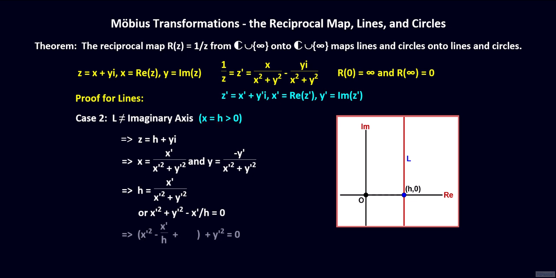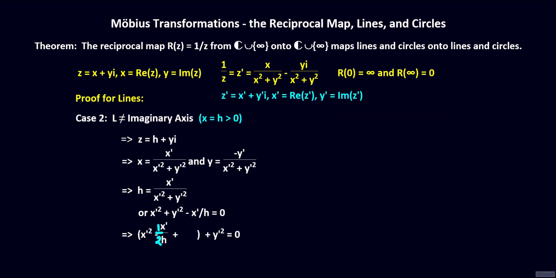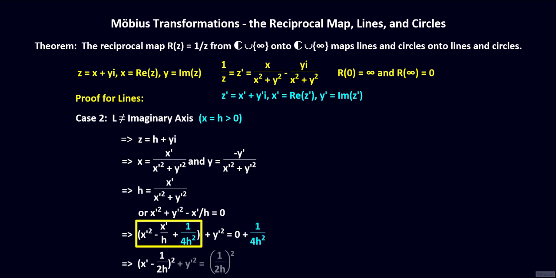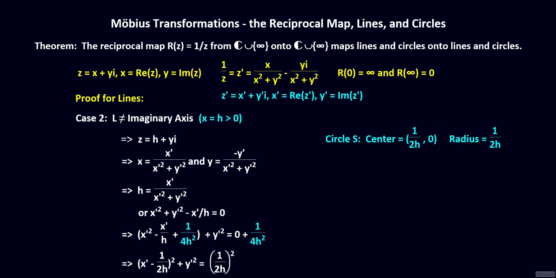We carry out completing the square. We divide this coefficient by 2 and add its square to the x terms, and to the right side of the equation. This part is equal to x prime minus 1 over 2h quantity squared. And we have the center radius form of the equation of a circle. We name this circle circle S. Its center is at 1 over 2h, 0 and its radius is 1 over 2h.